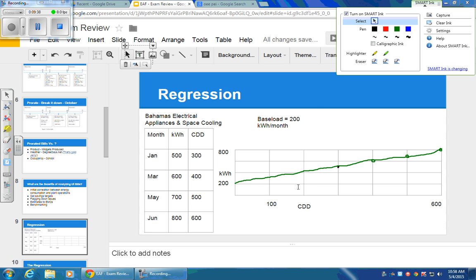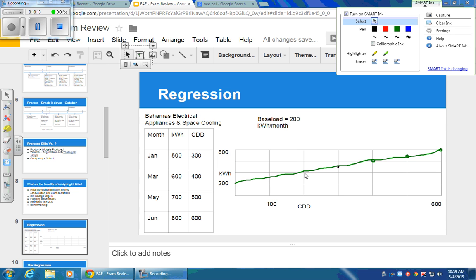My next thing to do is to figure out the slope of the curve, which would be much easier in Excel, but we can certainly do it here. So the question is, what is the slope of the curve? If I went over 100 cooling degree days, I go up 100 kilowatt hours, and you can kind of see that here. Or you could see 200 cooling degree days, which is here, I go up 200 kilowatt hours.